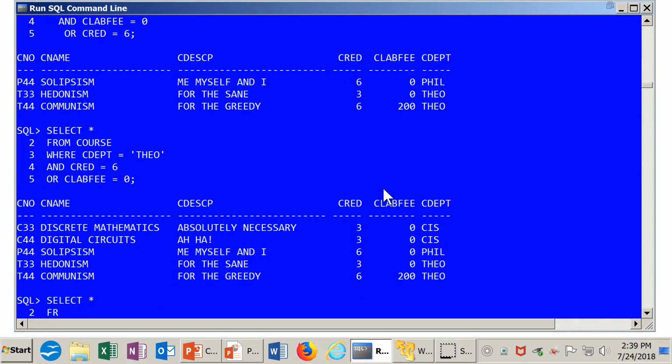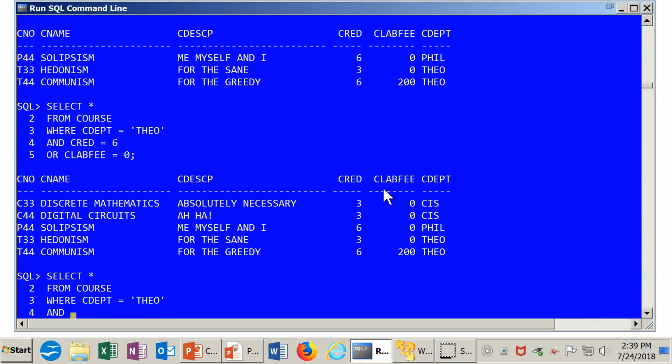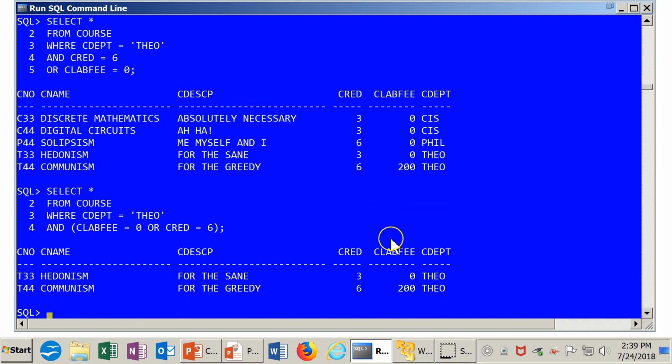Let's select from the course table where the department is equal to theology. And within parentheses, we combine two things. We're going to test for the lab fee being equal to 0 or the credit equal to 6, and fire it up, and we get 2 rows.